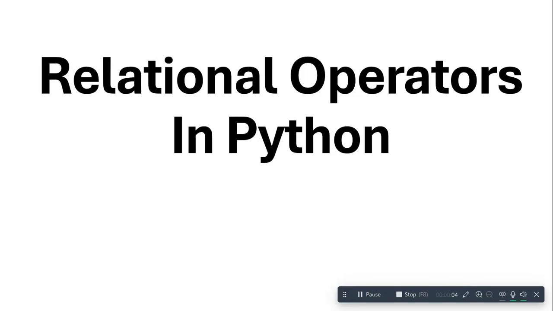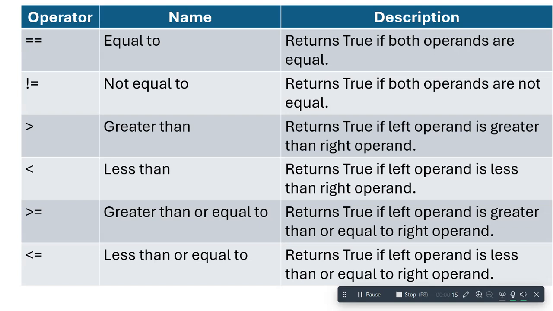We Love Computers. In today's video, we are going to continue with the relational operators. The third operator that we are going to study is greater than. This is the third type of relational operator, greater than. It returns true if the left operand is greater than the right operand. What I mean to say is that if the value of the left operand, which can be a variable or a constant, is greater than the right operand, then it returns true, otherwise it returns false.